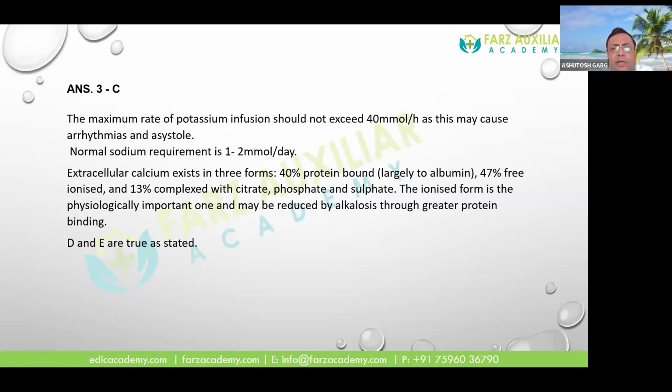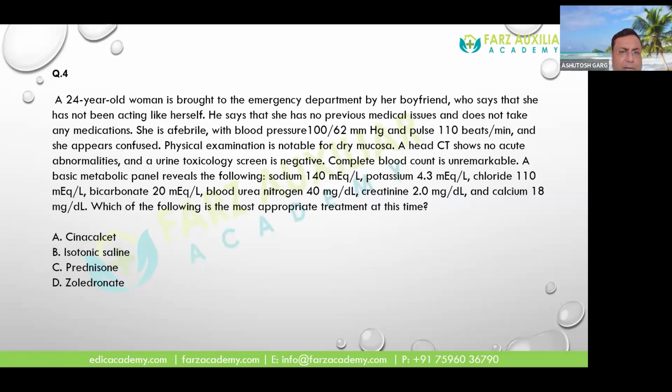Extracellular calcium exists in 3 forms: 40% protein bound, 47% free ionized, so the most common is the free ionized form, not the bound form, and 13% complexed with citrate, phosphate, and sulfate. D and E are true. So I already told you the conversion factor of MPC.